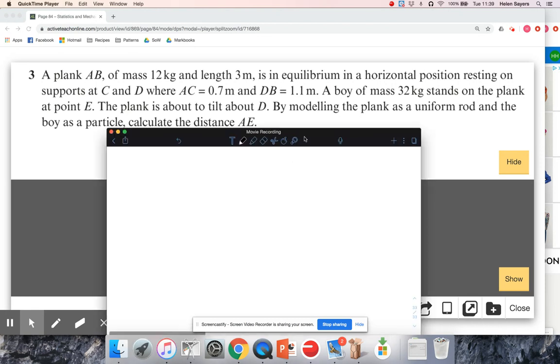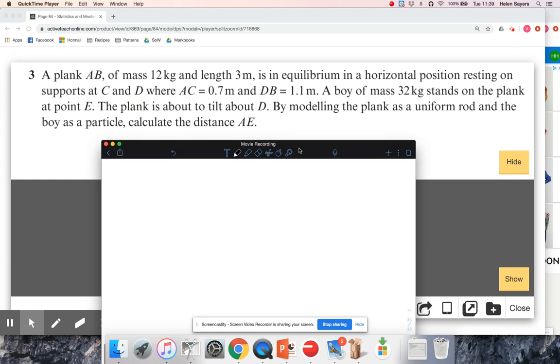And we've got a plank of mass 12 kilograms, length of 3 meters. They haven't mentioned it being uniform, so always watch out for that. I think they do bring that in later in the question. But we can't just assume that the mass is working through the center of the rod until we're given that information. Okay, so let's start drawing it out.